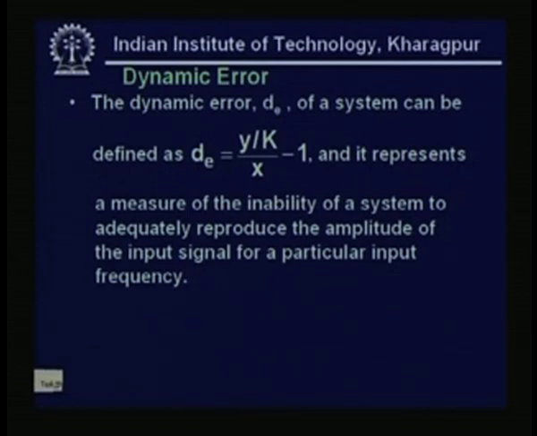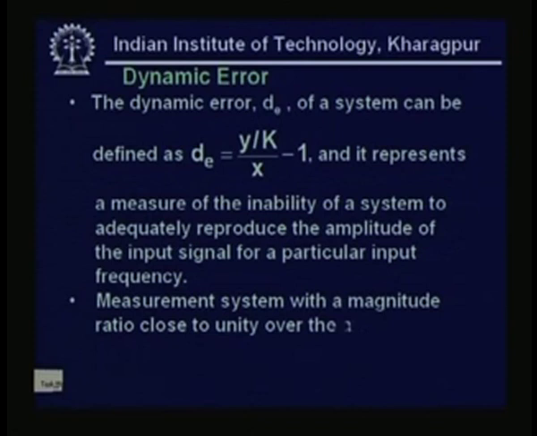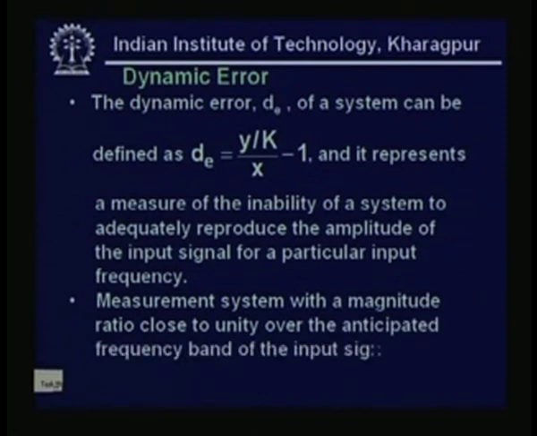So, it is inability. That means if you look at what the error should be, obviously it depends on time. As time goes by, you will find the error getting reduced and reduced. But after a certain time, if I ask how much is the dynamic error, because this will be utilized to solve some problems, you will find that it is a very important definition for any physical system. And measurement systems with a magnitude ratio close to unity over the anticipated frequency band of the input signal are preferred to minimize d. Obviously, we will always try to make d equal to 0, but that we cannot. So, we will take some minimum value of this.